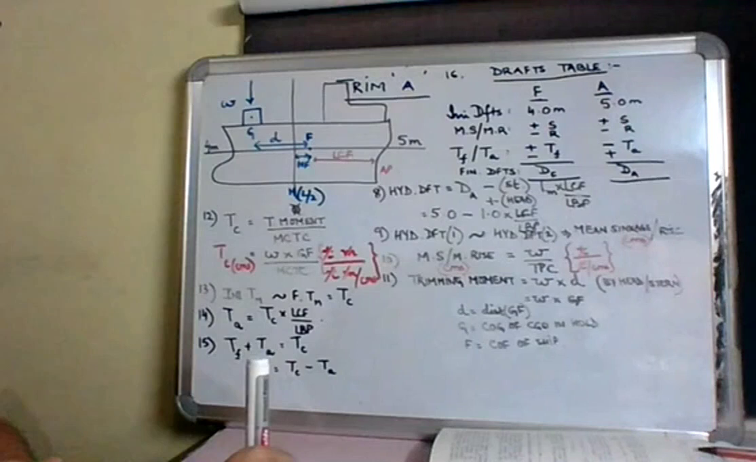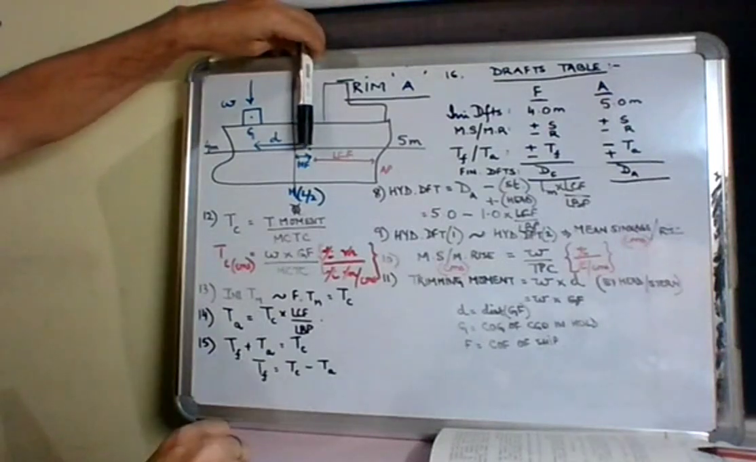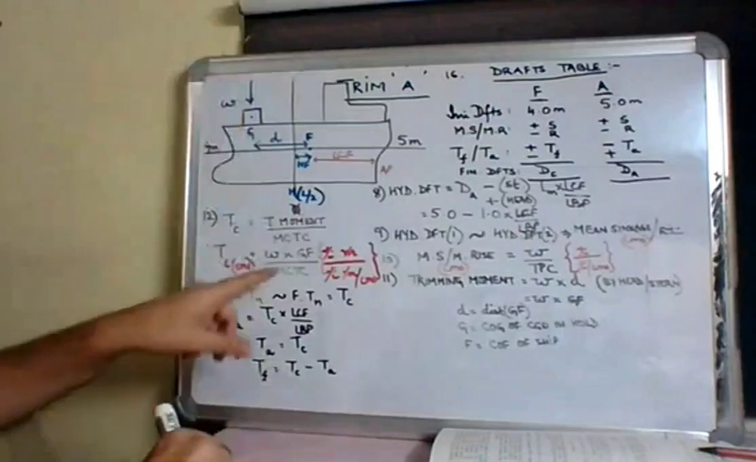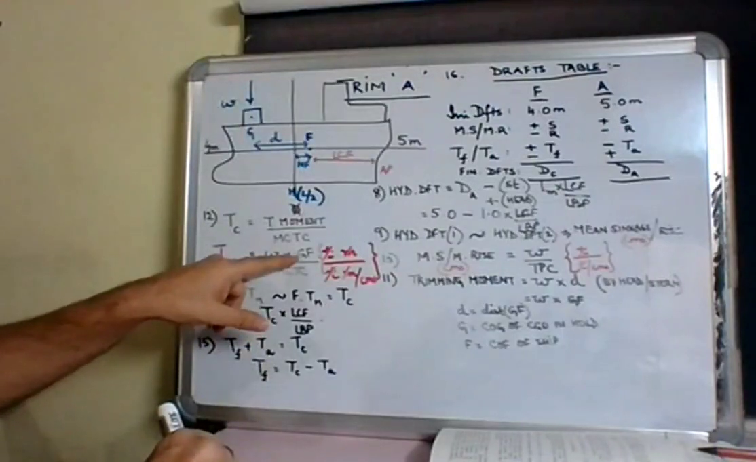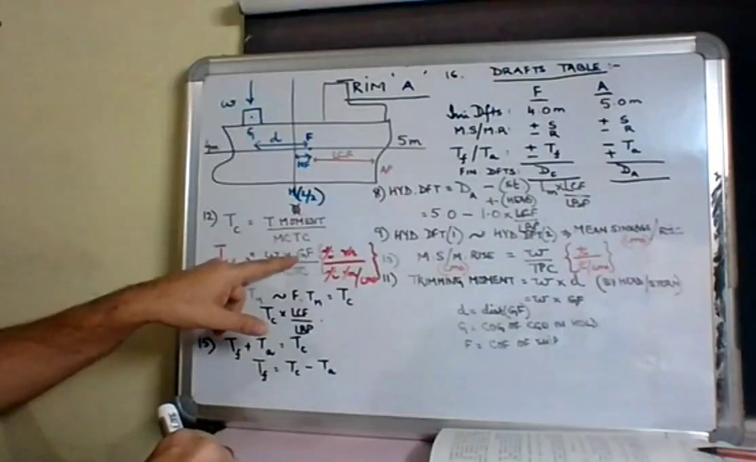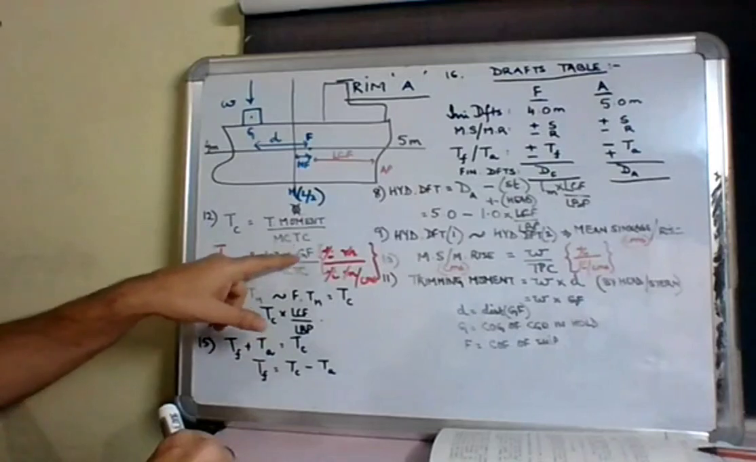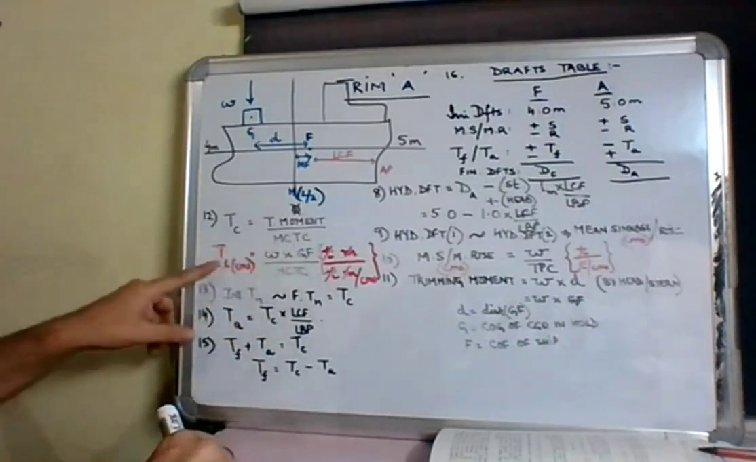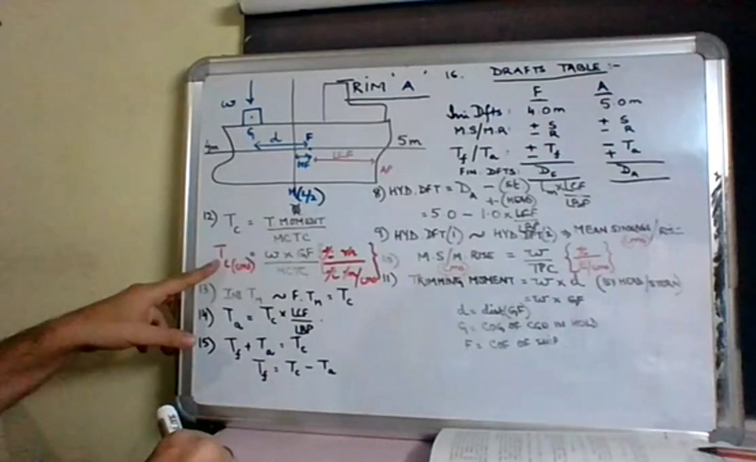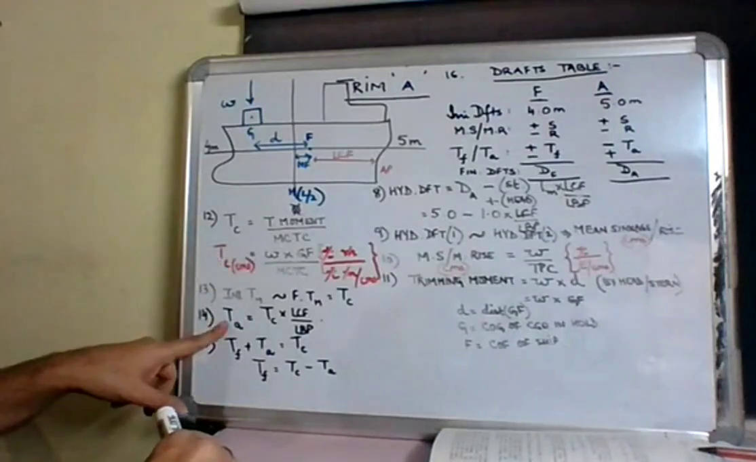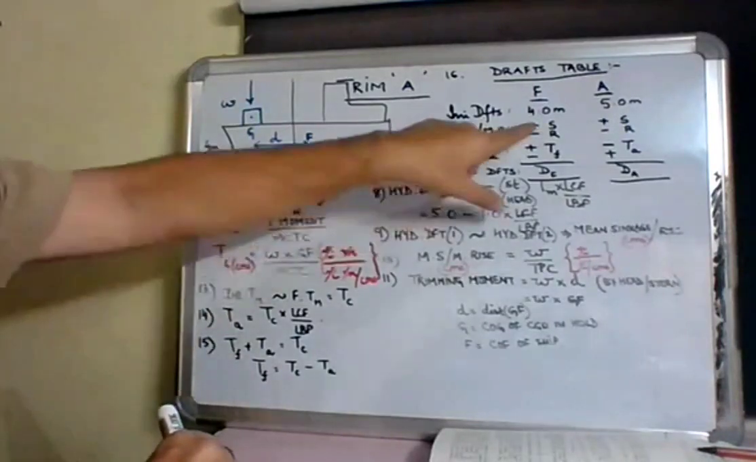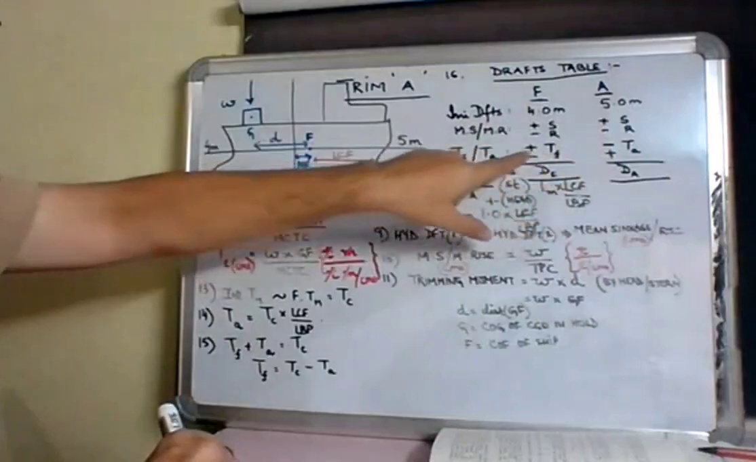If I am loading at the center of rotation, my GF will be zero. If my GF is zero, my TC is zero. My TF and TA will be zero. I will only have plus sinkage. Baki ye sab zero hoga.